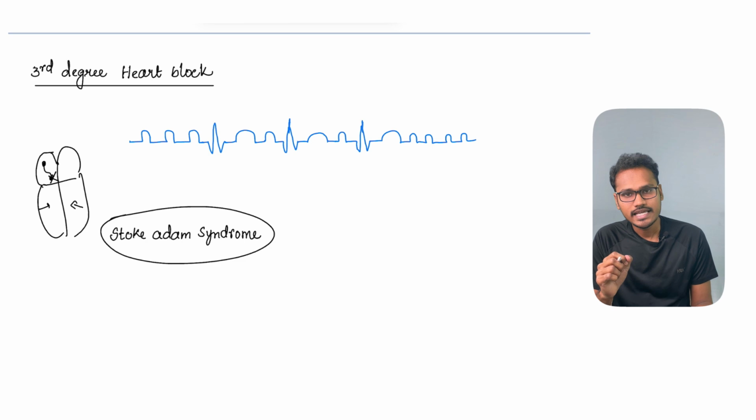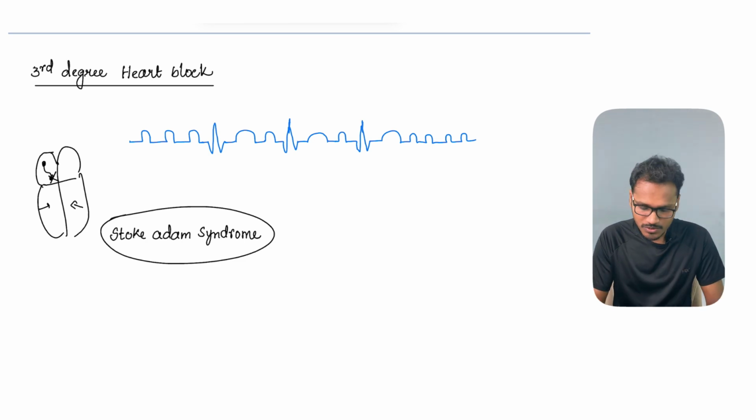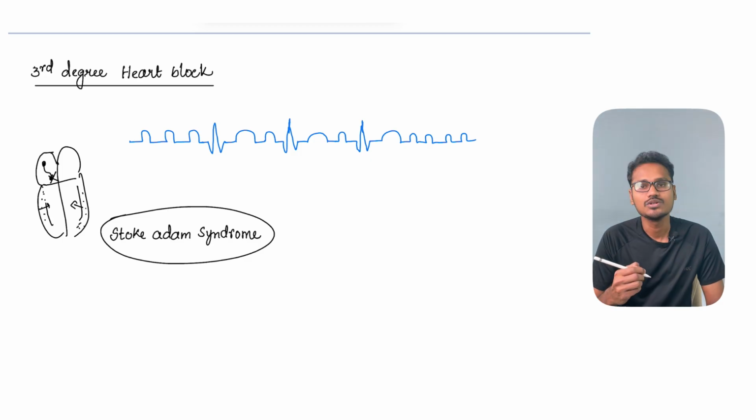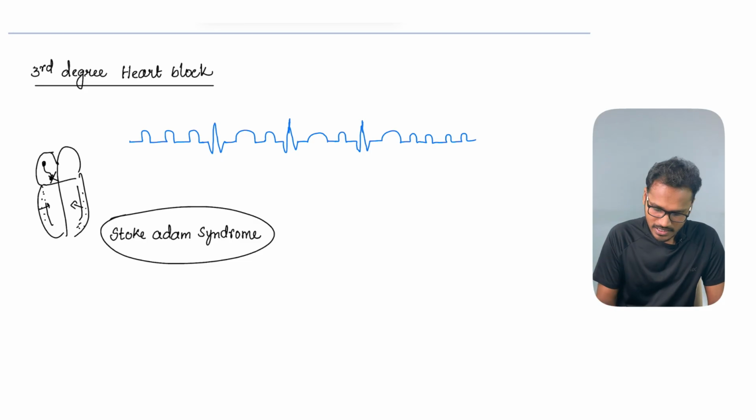But will the patient die? Sometimes they might die also. But sometimes what happens is, as I have already told you, pacemaker cells are present in the ventricular fibers or the Purkinje fibers also. Initially the SA node is the dominant pacemaker, but after some time these cells will start firing and help in depolarizing the ventricle.